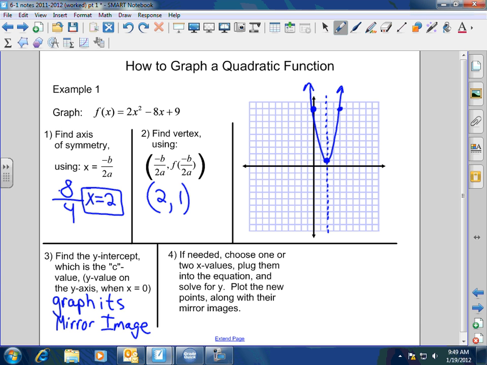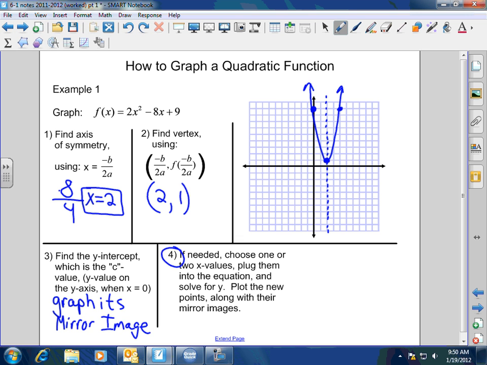Now, sometimes the vertex is going to be the y-intercept. So you won't have enough points to get me that U shape. That's when step 4 comes in. If needed, choose one or two x values, plug them into the equation, and solve for y. Plot the new points along with their mirror images.